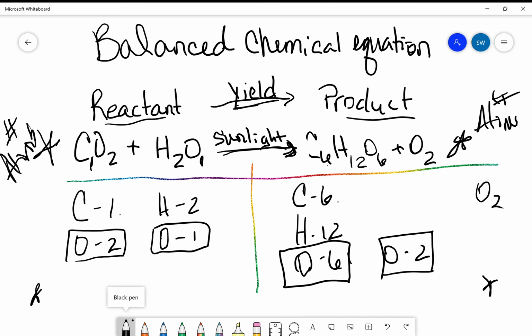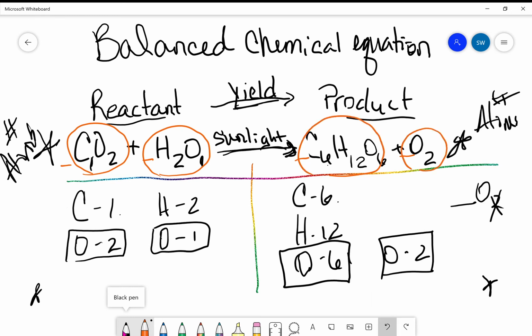If I have O2, that tells me I have oxygen. If I put another value here, I no longer have oxygen, so the only thing I can change is the coefficient. A coefficient can go in front of any of these areas here before you start the compound or the molecule. You cannot divide up. You can't split up carbon dioxide, you can't split up water, you can't split up sugar, and you can't split up oxygen. So those have to stay together. So the only places you can put values are in the coefficients place.